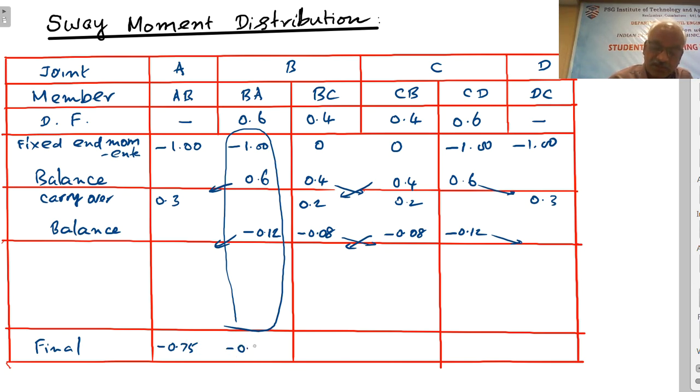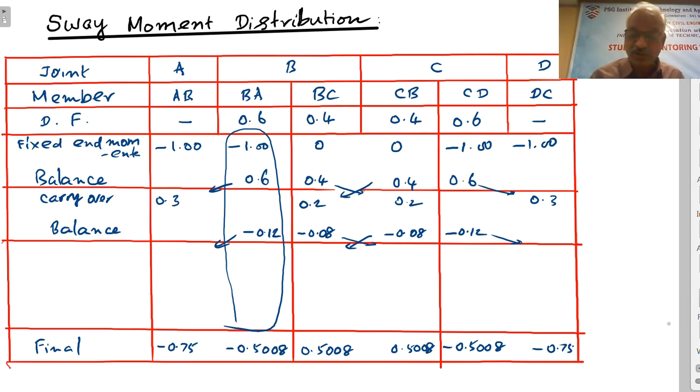minus 0.5008, this is 0.5008, this is 0.5008. So you will find that the values will be equal and opposite on both sides of the member. That has to be checked. 0.5008, this is minus 0.75. So that's about the final moments.